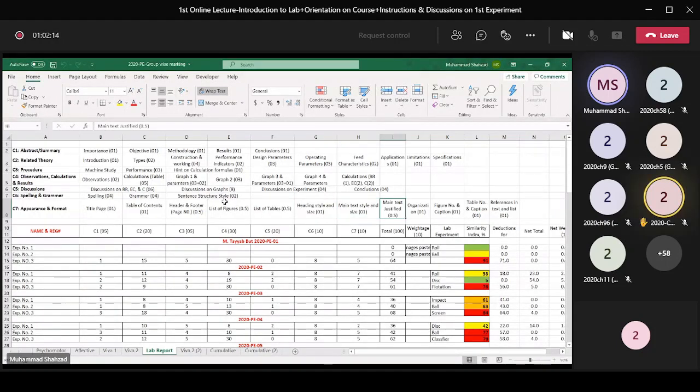And here you can see the similarity index. So green is for pass, meaning no deduction. Yellow means deduction of some marks, and red means no marks. Red is for those where I find a similarity index above 50%, right? Between 20 to 50% will be yellow, and 20% or below is green. So this is how I'm going to check your lab report.